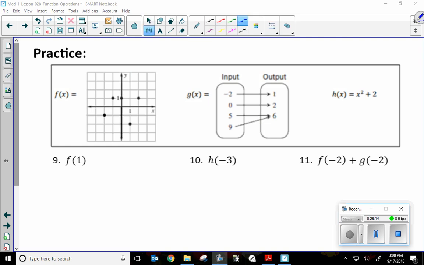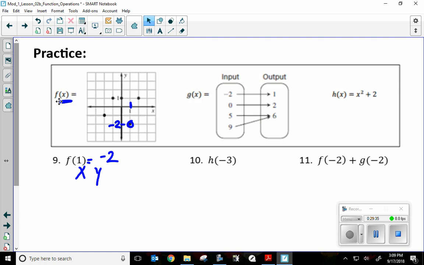Okay, f of 1. Here's my f function, so I'm using the graph. When x is 1, what's my y? Here's where x is 1. Here's the points when x is 1. That's a y of -2. Simple. When they give me an x value, I need to find the coordinates. The coordinate is right here when x is 1. What's the y value? -2. There you go.